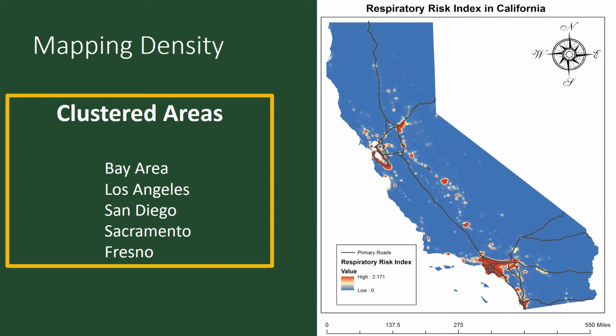The kernel density map indicates regions with the highest level of respiratory risk. This allows us to identify hotspots. We can clearly see that high population cities have high respiratory risk. The hotspots in this map represent the Bay Area, Los Angeles, San Diego, Sacramento, and Fresno.